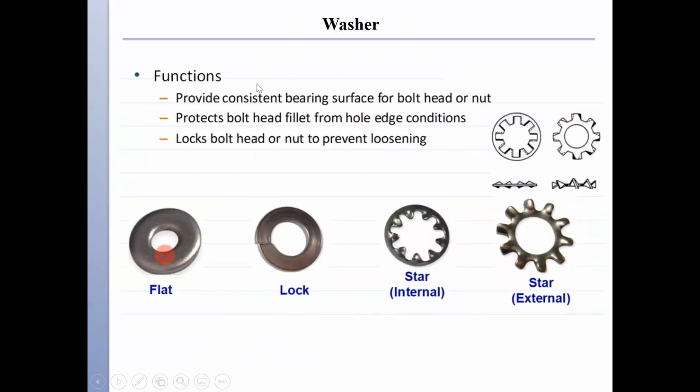Also, we may or may not use washers. And again, washers are used to provide a consistent bearing surface for the bolt head or the nut. I can use a washer with a nut and with a bolt head. It protects the bolt head fillet from hole edge conditions, and it also helps lock the bolt head or the nut to prevent loosening.